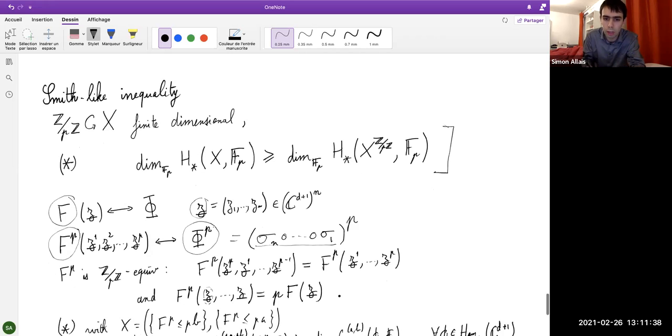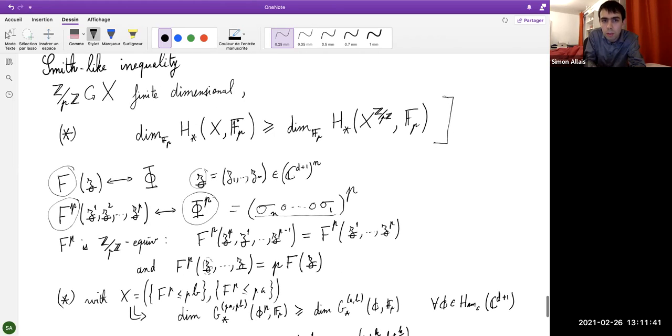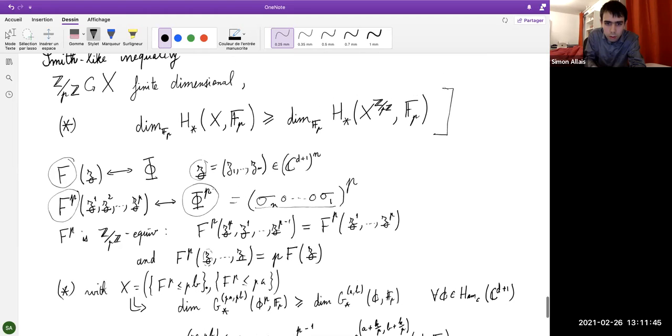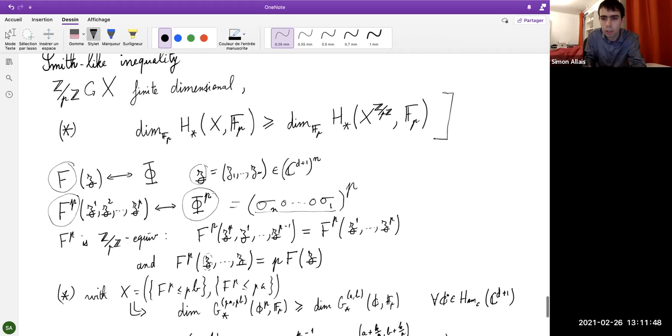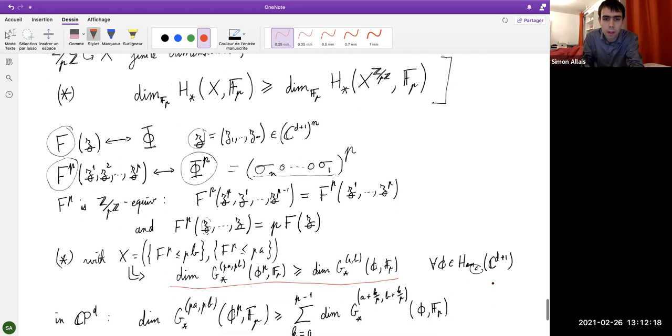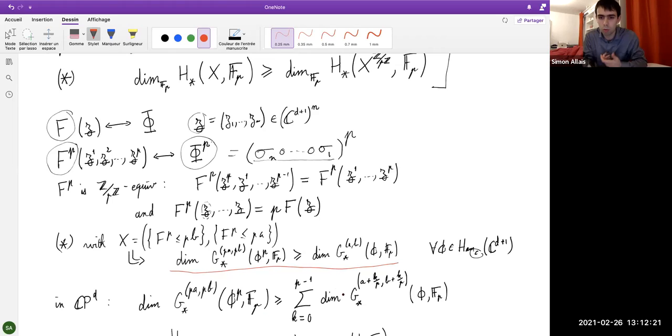So once you know all of that, you apply the Smith inequality with the sublevel sets of your function. In the case of Hamiltonians with compact support, you use this kind of sublevel sets, and you get something which is already known and was proved by Shelukhin also, and by Seidel in the case p equal 2, which is true for aspherical manifolds and for us in C^{d+1} because we use generating functions. And in CP^d, it's a bit trickier. It's not as direct, but you get this inequality.